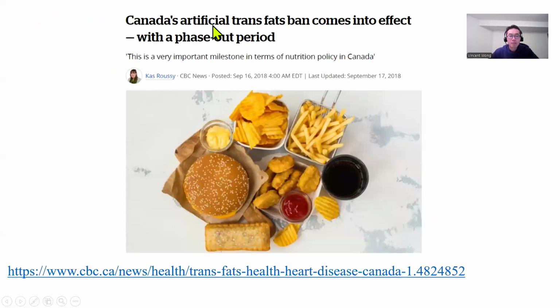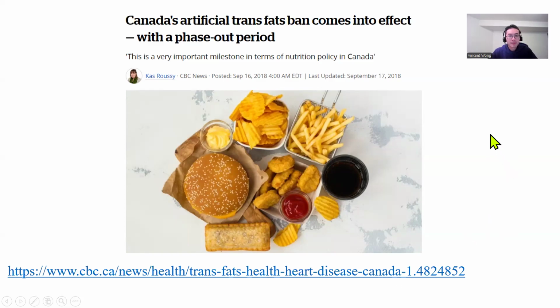And so Canada actually banned artificial trans fat in 2018. They used to have a lot of trans fat in fast food, right? Because it makes food taste better and it also increases the shelf life of some products. Not only in fast food, but in processed food, there is a lot of trans fat. But the Canadian government has banned it since 2018, so it makes them slightly more healthy. You can read more about it in this news article link right here.